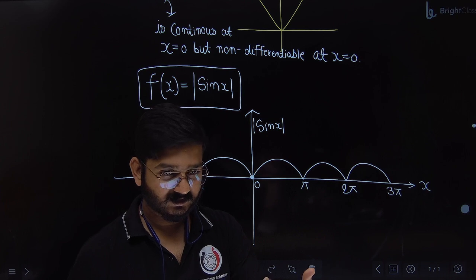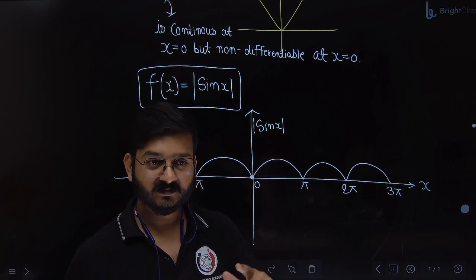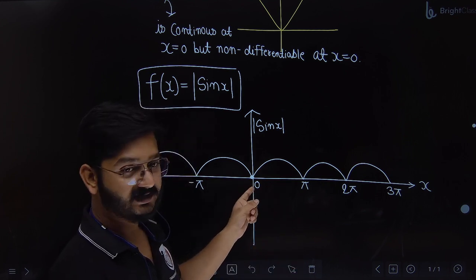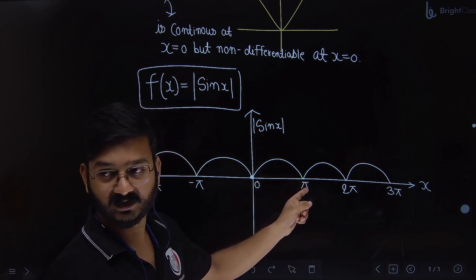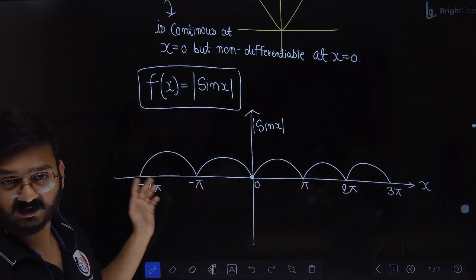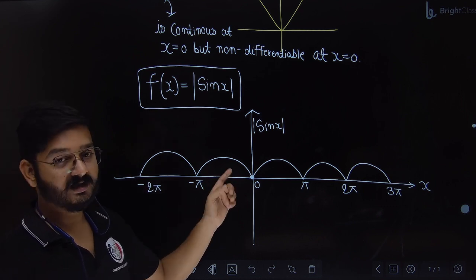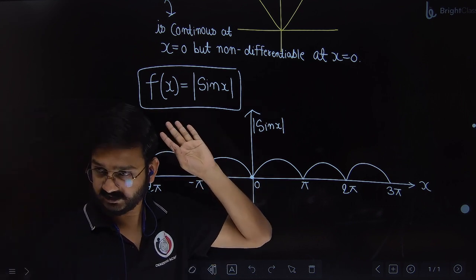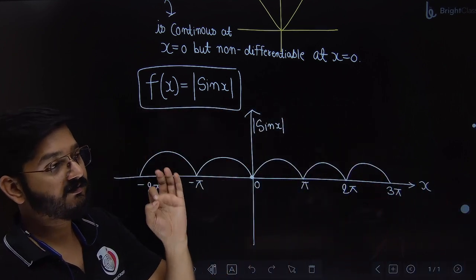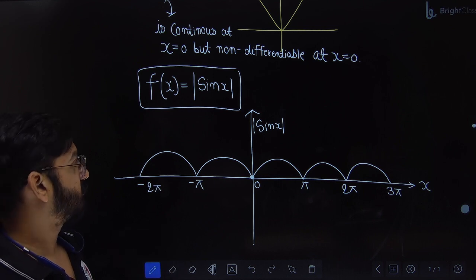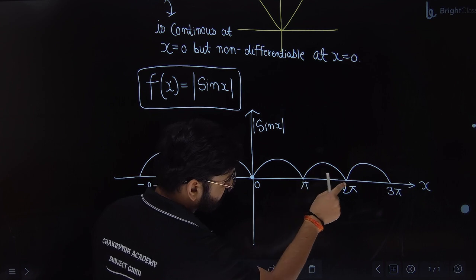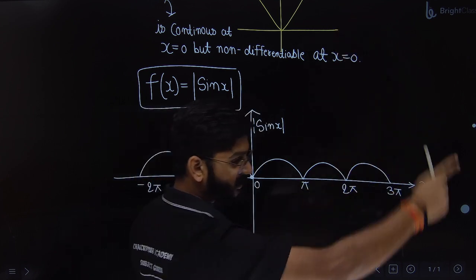It will be non-differentiable at all the integral multiples of pi. 0 when n is 0. Pi when n is 1. 2 pi when n is 2. Minus pi when n is minus 1. It will continue. So this function will be continuous for all real values of x, but non-differentiable for all integral multiples of pi, because you can see the sharp edge here. And it will continue throughout the x-axis.